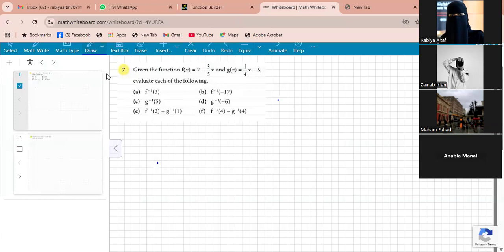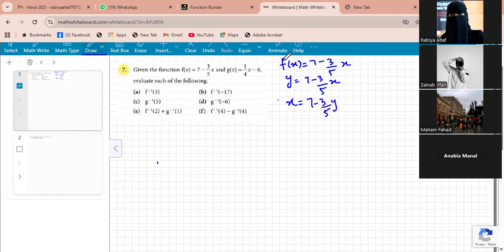This is our question number 7. Let's find the inverse of these functions. Step number 1 is to replace f of x with y. So we write f of x equals to 7 minus 3 upon 5x. Replace f of x with y. Then our second step is we need to swap x and y. At the place of y, we will write x. At the place of x, we will write y.